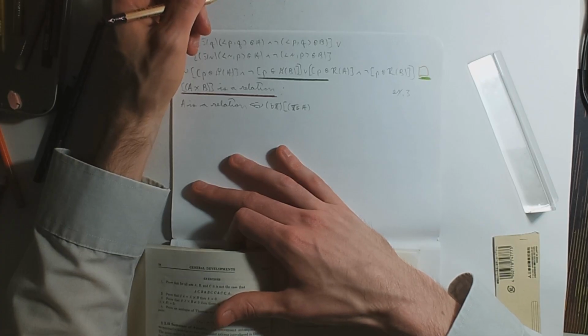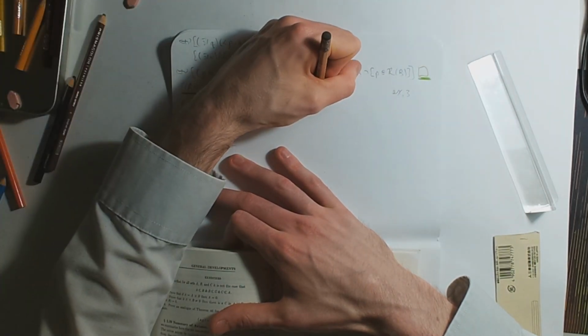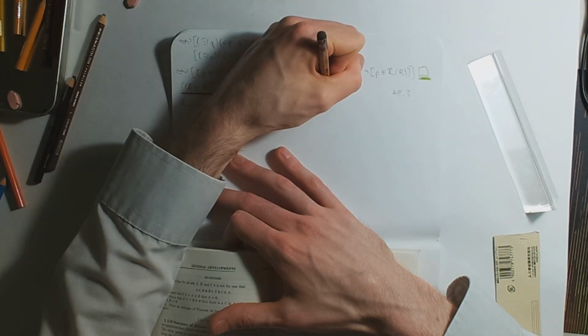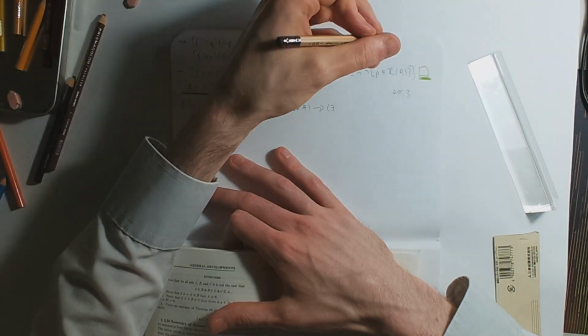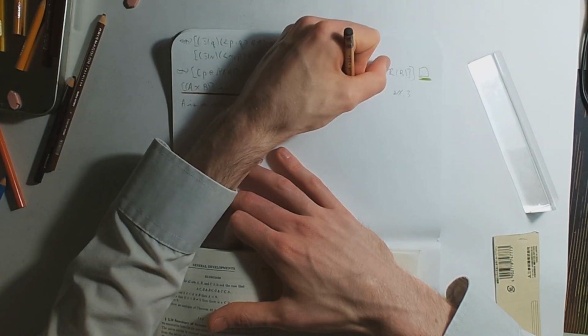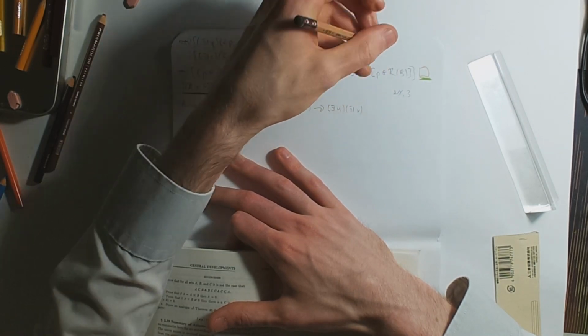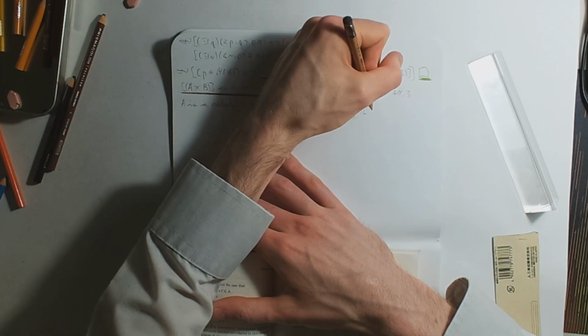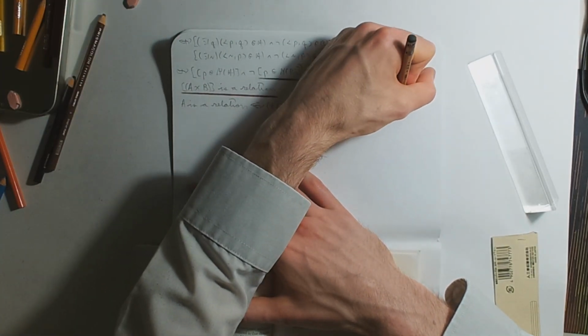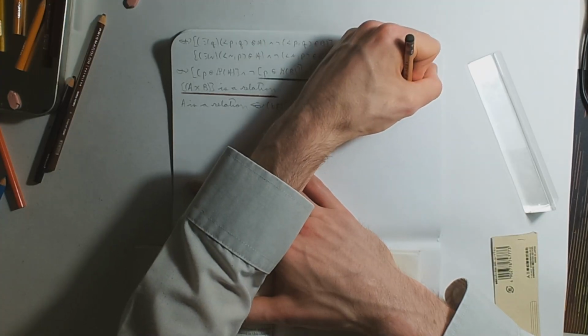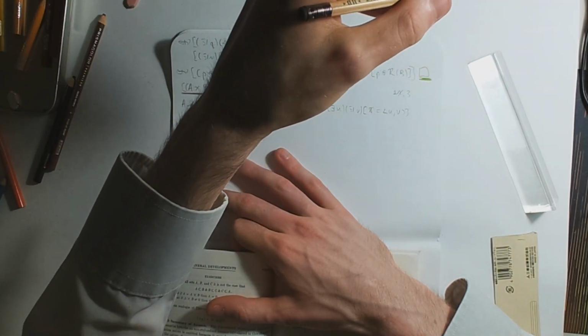Anyway, T is an element of A, then there exists a U and there exists a V, such that T is equal to the ordered pair UV. Okay.